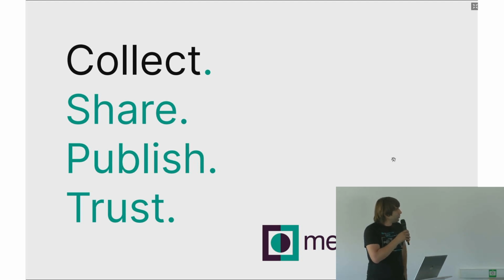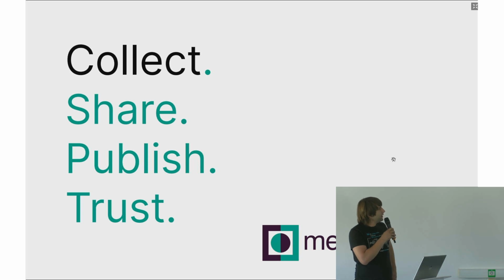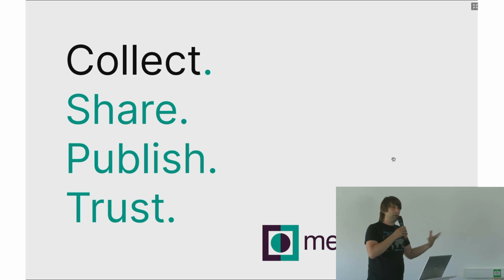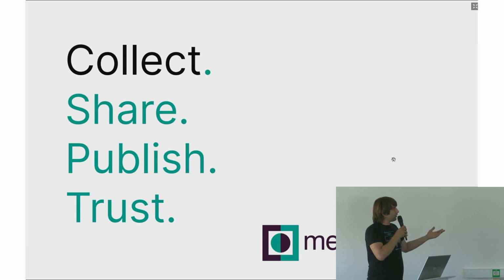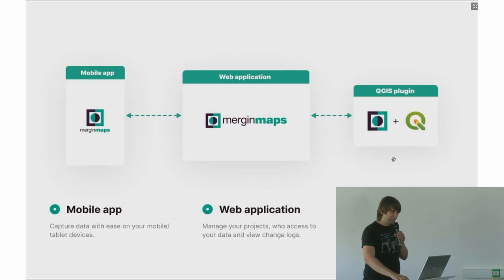So Mergin Maps is basically a tool that is QGIS running on your phone. And you can do many things with it. You can collect data outside, you can share with other people, you can publish the data to all other infrastructure you have. And of course, this is a very established open source project, so you can trust that it will be here next year in FOSS4G. Not here, but somewhere.